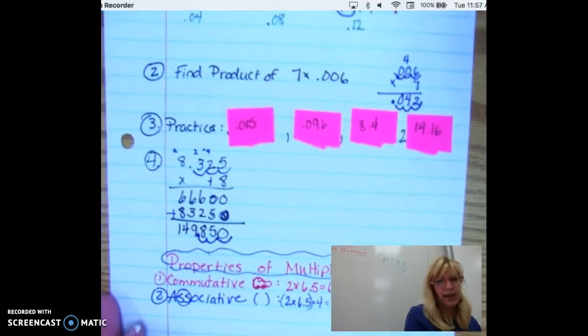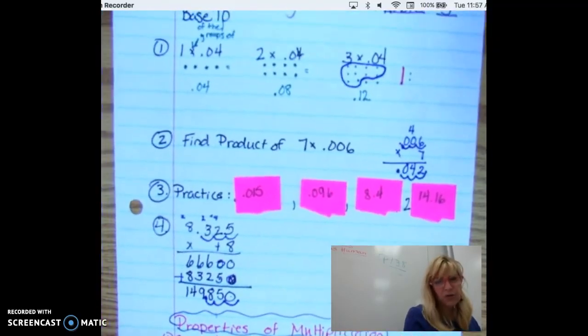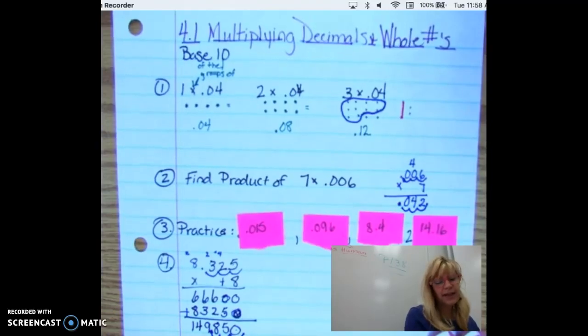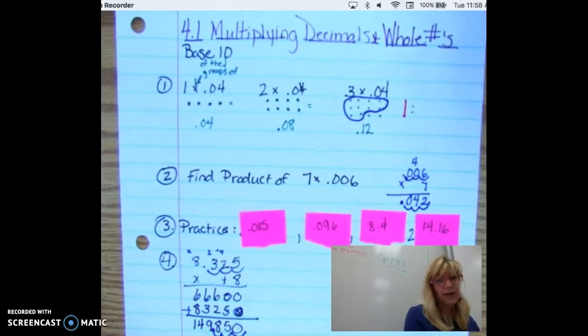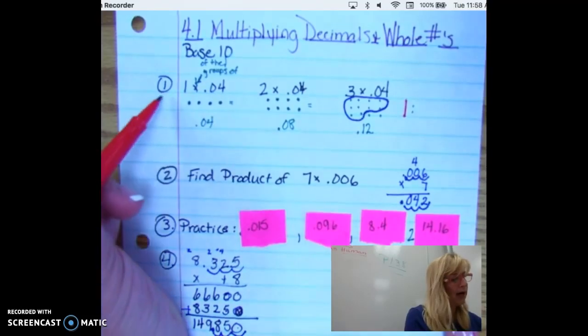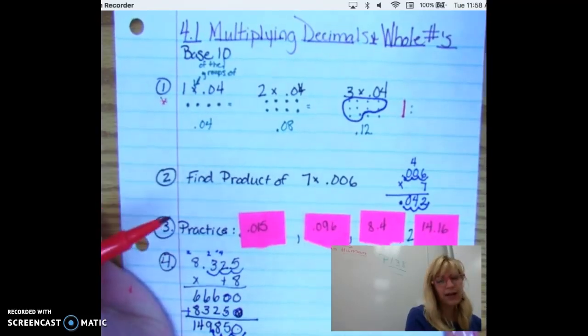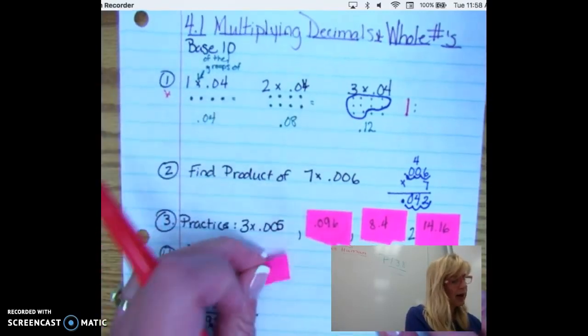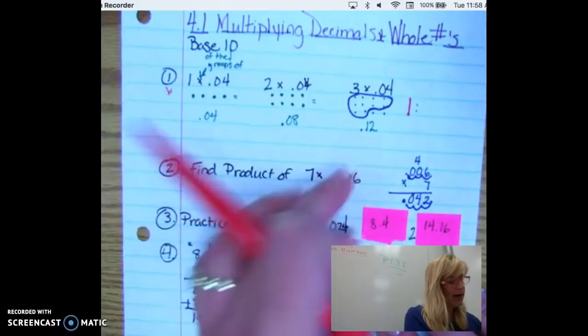I know that this lesson went a little bit fast. You may want to watch the Khan Academy video before starting your lesson, but this is a great intro if you go back, clear back to our base 10 models and to see what is happening and how to regroup. And then moving on to the practices right here.